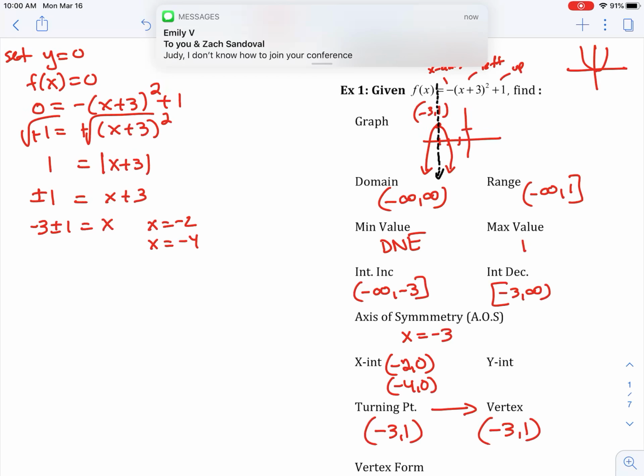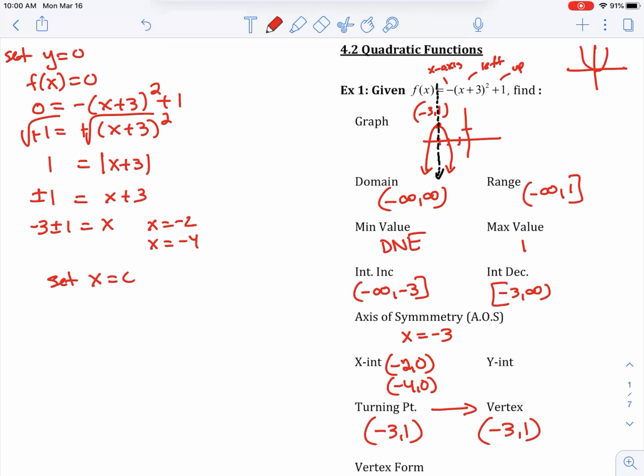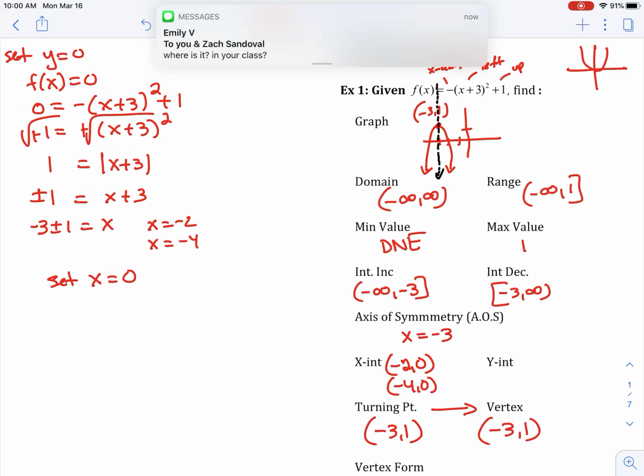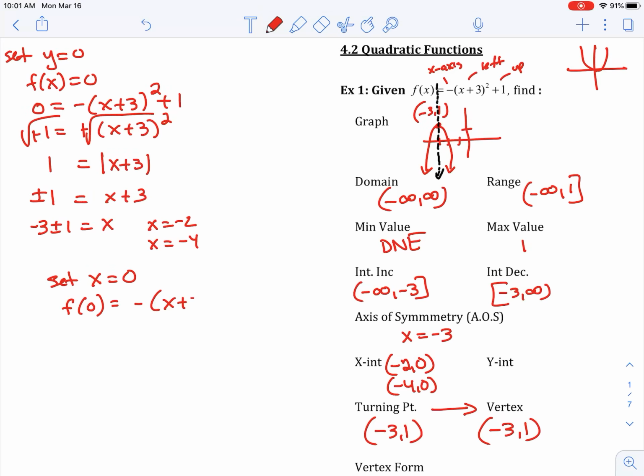Y-intercepts, I know that we always set x equal to 0, and if we set x equal to 0, we're going to have f of 0, and in this case, our equation is going to be a negative x, oops, sorry about that, guys. Let me get rid of this. Sorry. So f of 0, we're going to have negative quantity 0 plus 3 squared plus 1. 3 squared is 9, so negative 9 plus 1, we're going to get negative 8. So our y-intercept is negative 8.